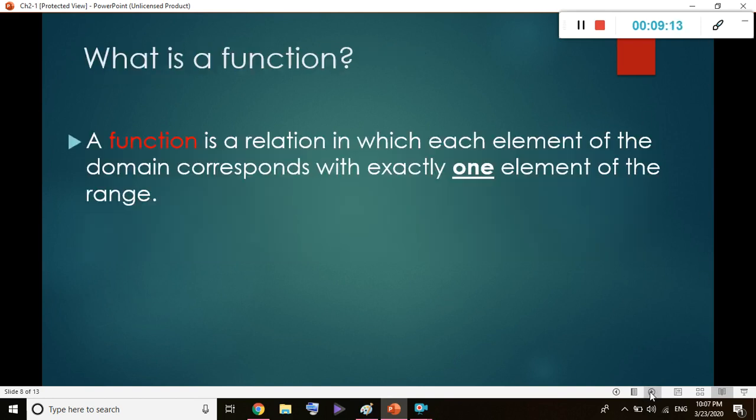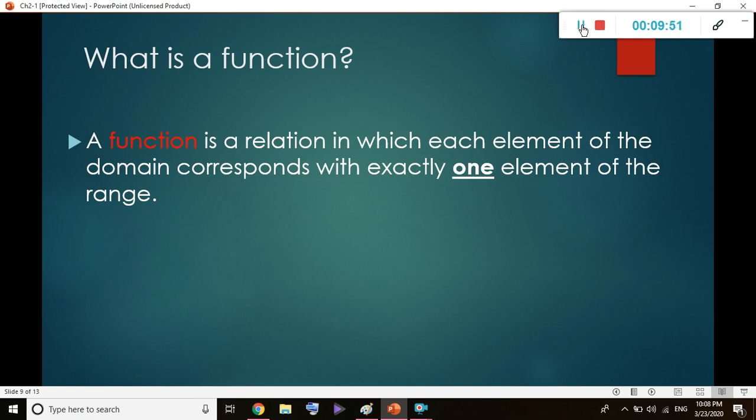Okay, let's go for the second idea we have here. What is a function? Okay, so we're done with the relation. We know that the relation is the set of pairs of inputs and outputs. Now, what is a function? A function is a relation in which each element of the domain, or input, corresponds with exactly one element of the range. Again, each element of the input corresponds with exactly one element of the output.